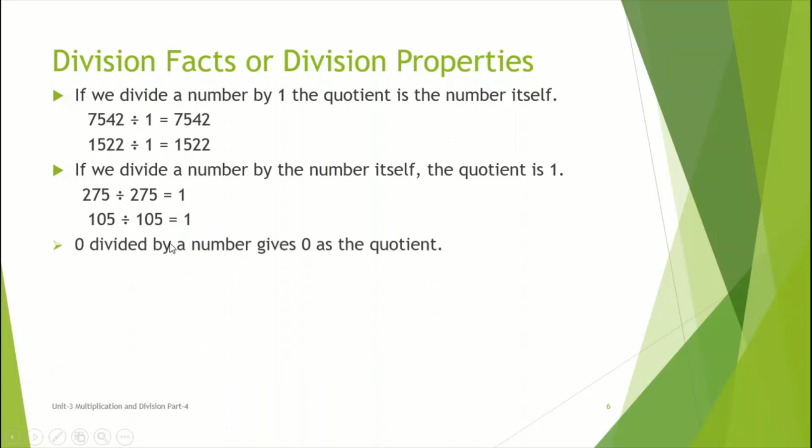Now we'll see the next, 0 divided by a number. When 0 is divided by any number, what will be the quotient? The quotient is always 0. That is, 0 divided by 85 is 0. 0 divided by 521 is 0. And division of a number by 0 is meaningless. A few more properties are there, we will discuss in the next video.